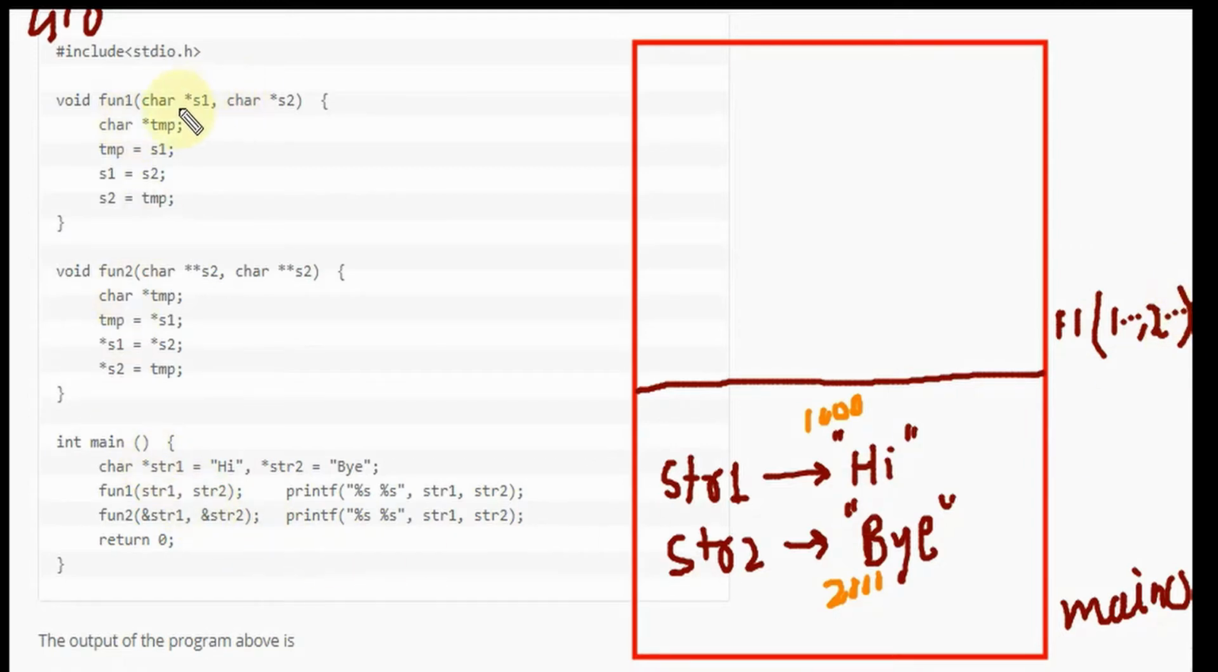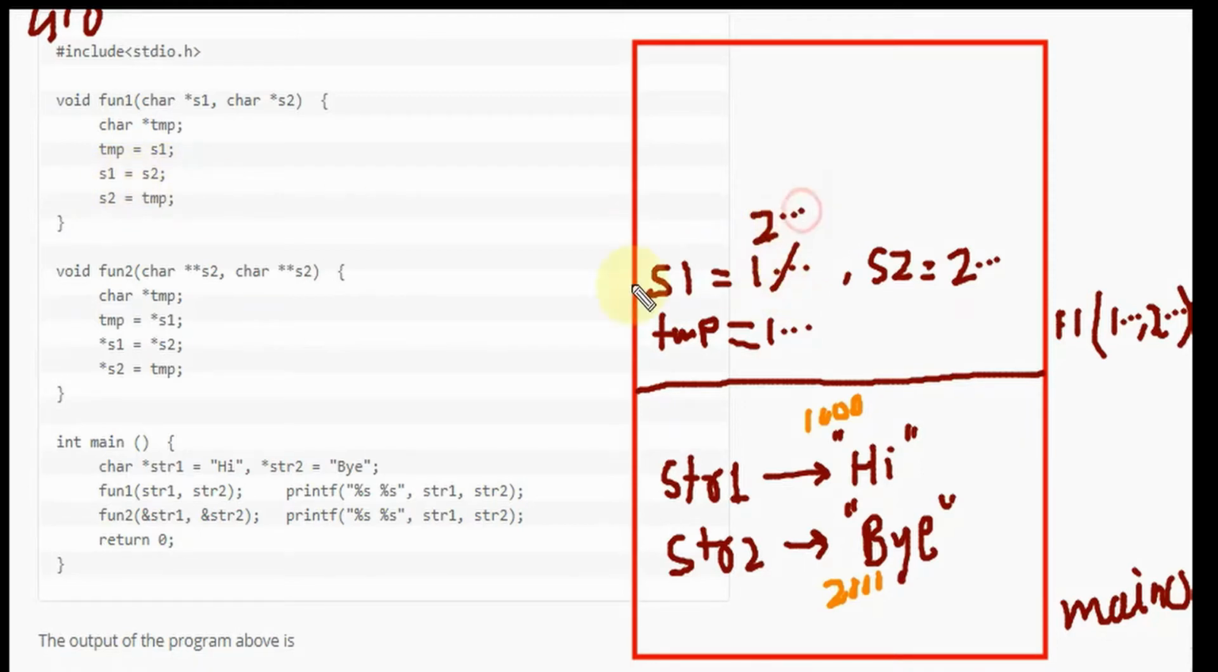What is the definition of this function f1? We have taken two pointers, s1 and s2, and these 1000 and 2000 addresses will be copied in here. After that, we take one more temp pointer of type character. Now I'm going to store the value of s1 inside temp. The value of s1 is 1000, so that will be stored inside temp. Now I'm replacing the value of s1 with s2, so this value will be replaced by 2000. Now 2000 will be replaced by 1000.